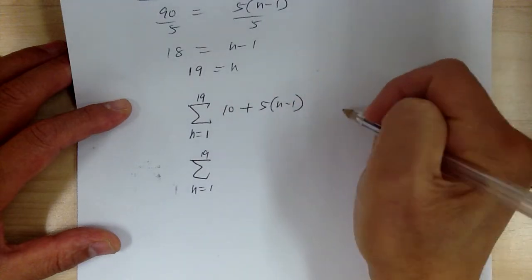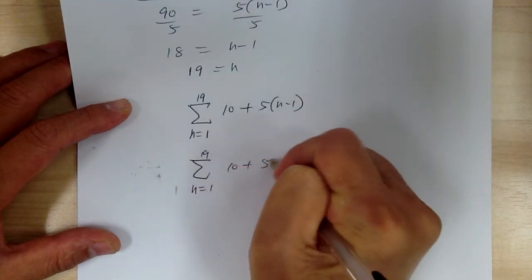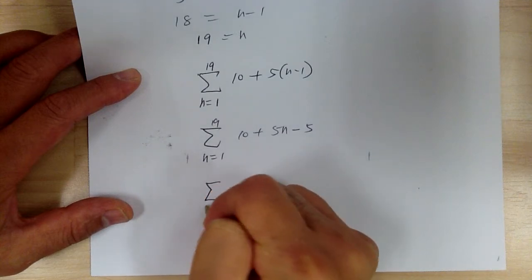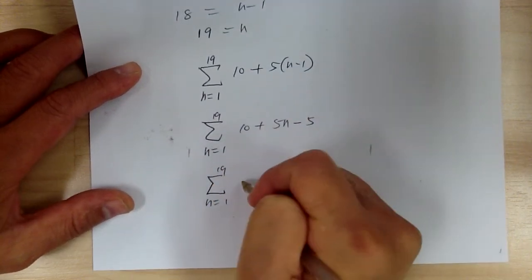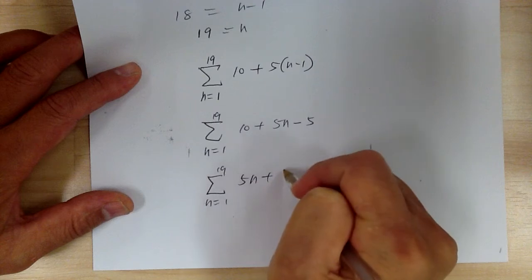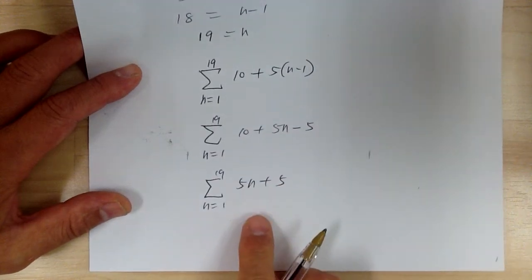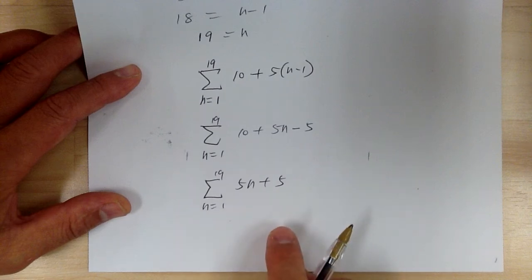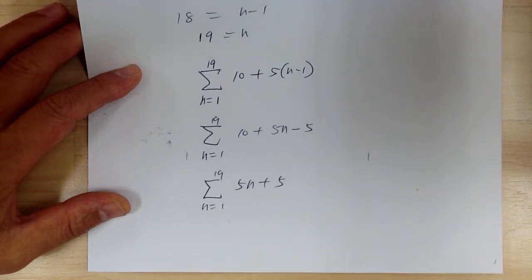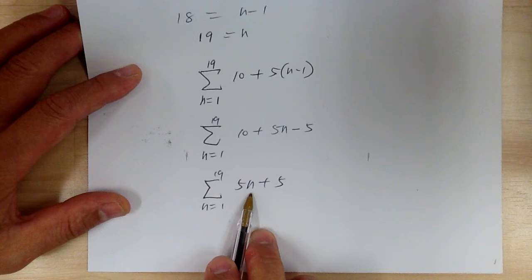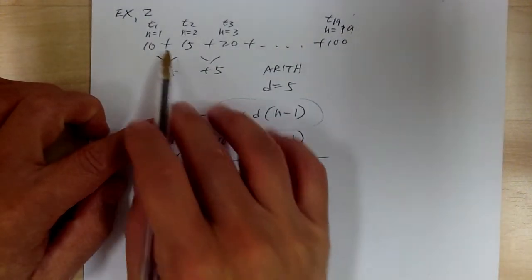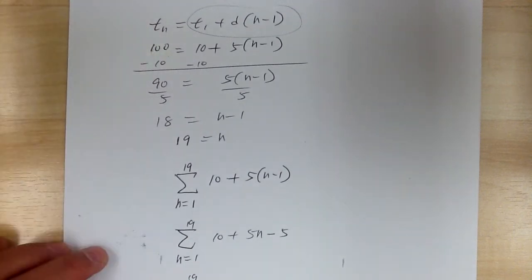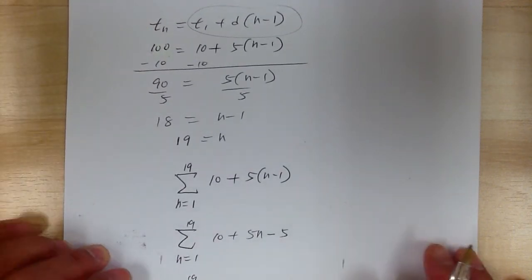If you work it out, this is equal to 10 plus 5n minus 5. So in sigma notation, you're going to get 5n plus 5. Either way is fine, but this is probably better. Again, all you do is look for a formula. This is your T of n. Remember, T of n works for any term, so that's why you have to keep it in this form. This is one method.